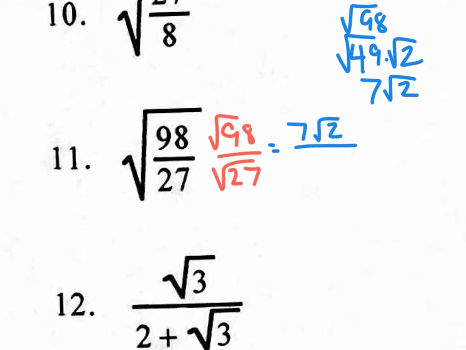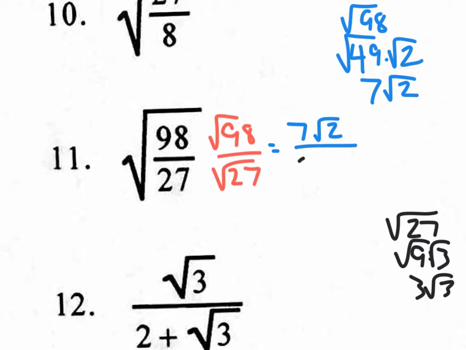And on the bottom, let's do the square root of 27. I want to do the square root of 27 over here on the side. That breaks down to 9 times 3. And when you split the root, you'll get 3 square root of 3. So on the denominator, you're going to have 3 square root of 3.